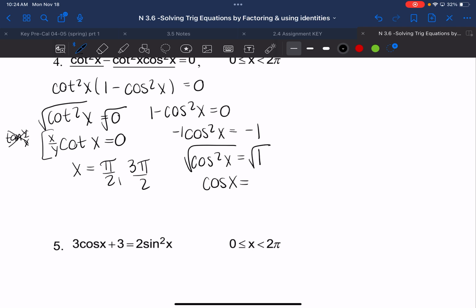Now this is what I was talking about where we have to consider plus or minus. Because what is the square root of 1? 1. Okay. Because 1 times 1 does give me 1. But what about negative 1 times negative 1? Would that work as well? Yeah. So we have to consider the positives or negatives anytime we take a square root.